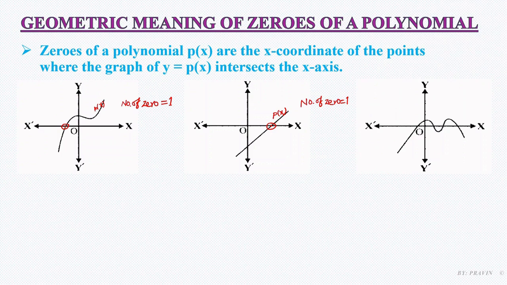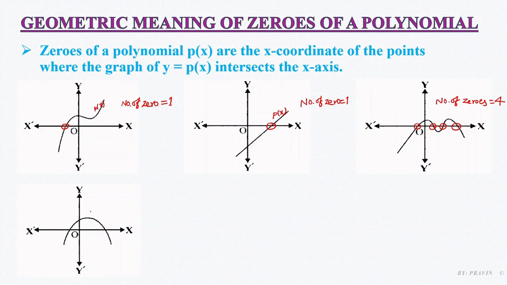For this graph, just count the number of points where the graph is intersecting the x-axis. You will find that this is the first point, second point is this one, third point is this one, and fourth point is this one. So the number of zeros is equal to this time 1, 2, 3, 4, because the graph is intersecting the x-axis at 4 different points. That's why the number of zeros will be 4.